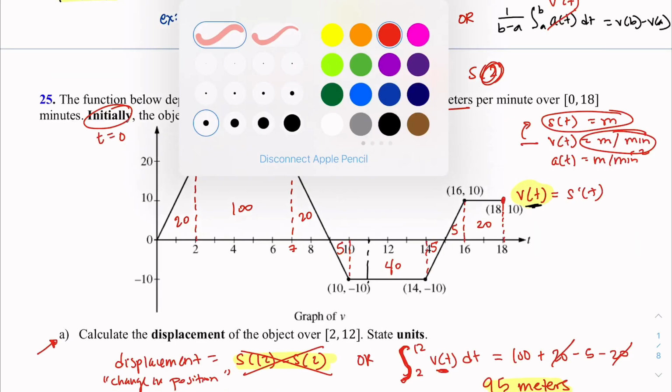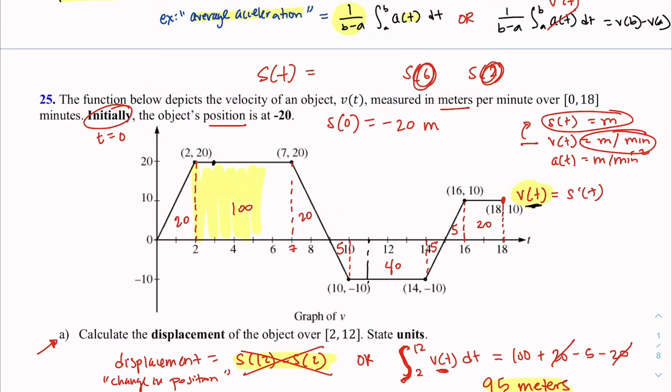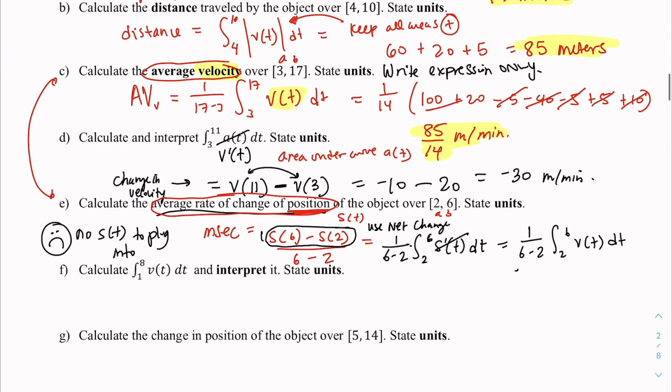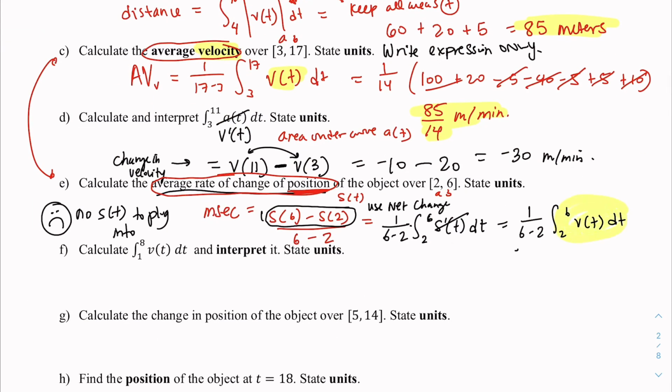Okay, here's 2, here's 6. Width of 1, 2, 3, 4 times 20, that's 80. So this is 80. And we are multiplying by 1/4, so our answer is 20. Now, they ask for the average rate of change of position. So we're not dealing with S of t, we're dealing with its rate of change. We're really using the units of V of t here. So our answer will be 20 meters per minute.